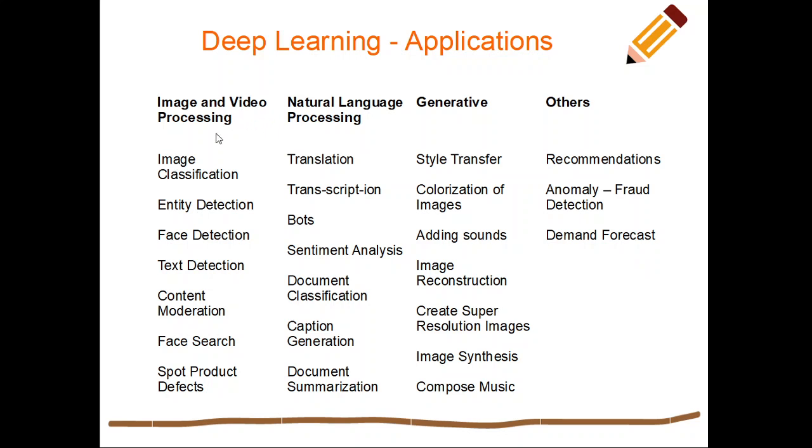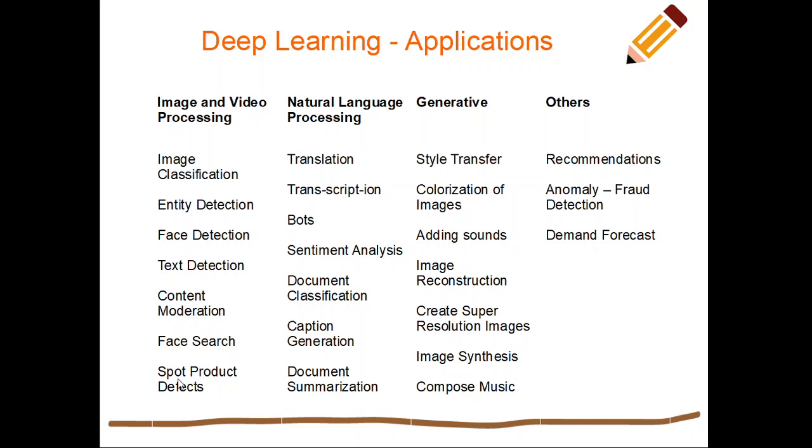In image and video processing, you'll see there are plenty of applications, from image classification to detecting certain entities in an image or a frame of a video. We can detect faces, and we can detect text in images, for example number plate detection. We can also moderate content, checking whether it is appropriate or not, and if it is not appropriate, create an alert out of it. We can also search a face, that means detect a face and match it with a repository of faces that we might already have.